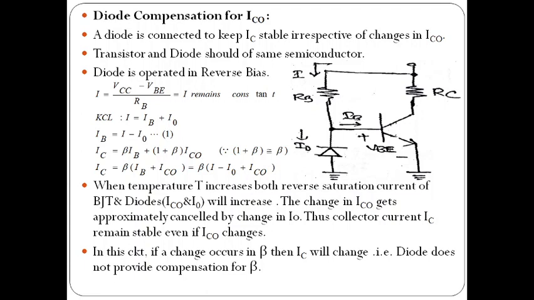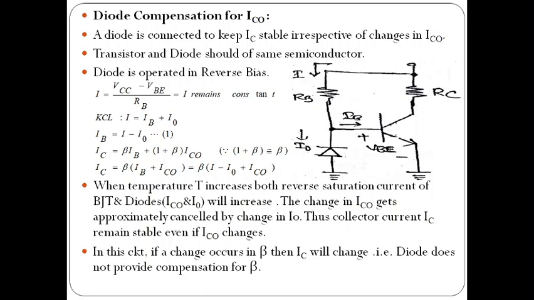IB is the base current. From this we can write IB equals I minus I naught. It is equation number 1. We know the collector current in CE configuration is IC equals beta IB plus (1 plus beta) ICO. Here beta is a large value, so 1 plus beta is almost equal to beta. So I replace the 1 plus beta with beta, and we can write IC equals beta into IB plus ICO.